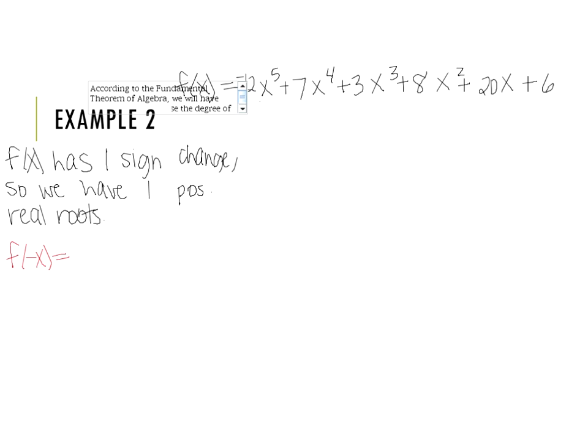All right, let's take a look at f of negative x. Remember, only things with odd degrees are changing signs. Everything else will stay the same. So this is going to become positive 12x to the 5th plus 7x to the 4th minus 3x to the 3rd plus 8x squared minus 20x plus 6. All right, so f of negative x has how many sign changes? All right, perfect. Seth, it has 4 sign changes.